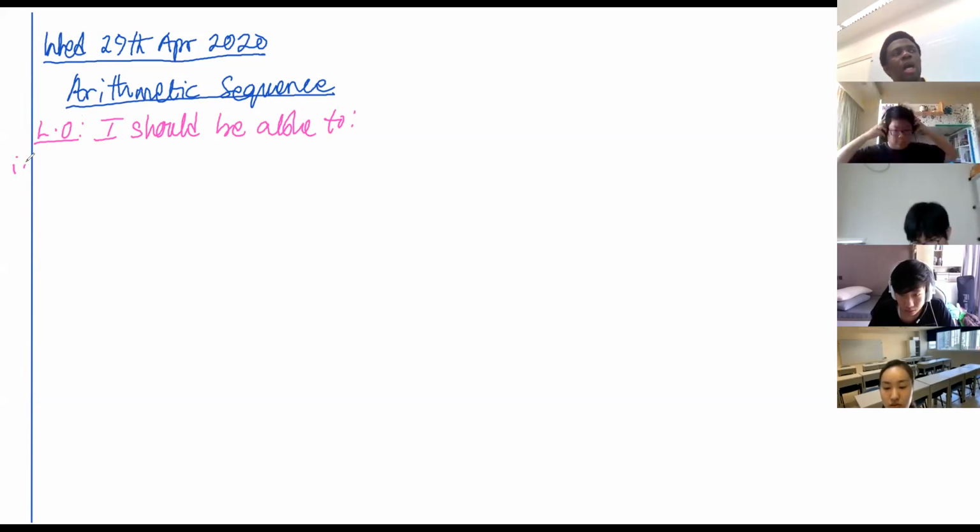As much as possible, you must be able to differentiate between the position and the term of any sequence, generally. So we'll be able to do that today, and solve simple questions about finding the term or position of a sequence. I think those three, and prove that a sequence is actually an arithmetic sequence.